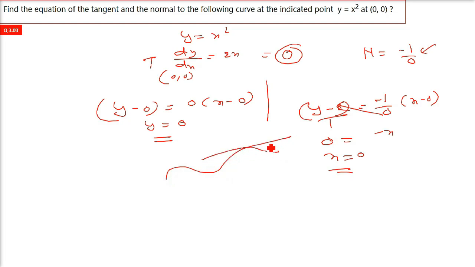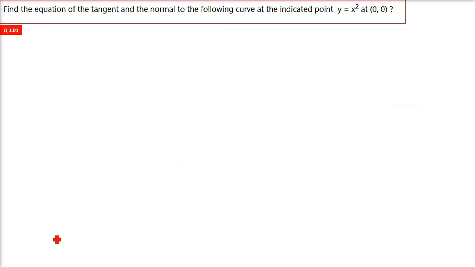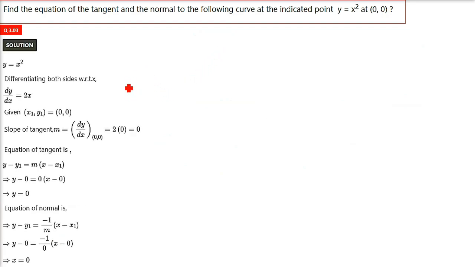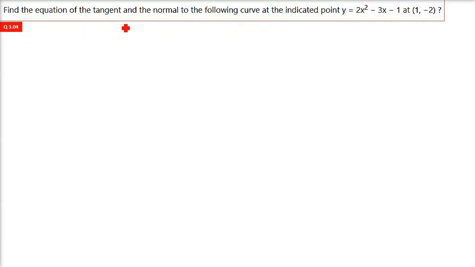So this is a curve, there is a tangent line which is y equals 0, there is a normal line which is perpendicular to the tangent, x equals 0. So this is how you are going to solve it. It's a very straightforward question.